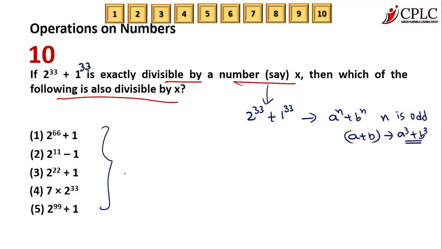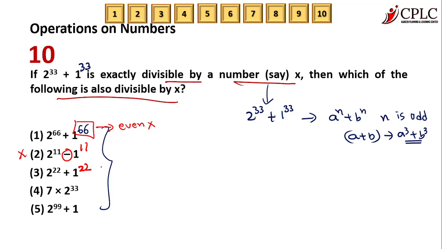Now, if this number is divisible by x, then obviously the options should also be of the similar type to be divisible by the same number. So the first one, 2 raised to 66 plus 1, can be written as 1 raised to 66. The problem is the power. The power is not odd. The power is even, so it is not of the same type. We want power to be odd. Here it is minus instead of plus. The power is odd, but the sign is not plus, it is minus. So it is not of the same type.